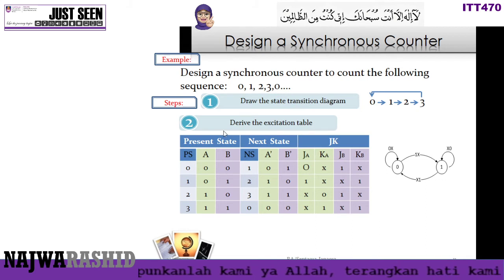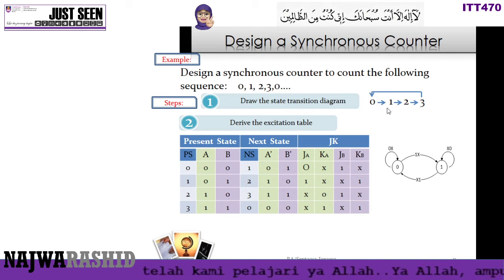Okay, so for your table, you must have present state A and B, next state A and B. And then at your JK column, you must have JA, KA, JB, KB. Now you need to fill in your present state and your next state based on the transition diagram here.